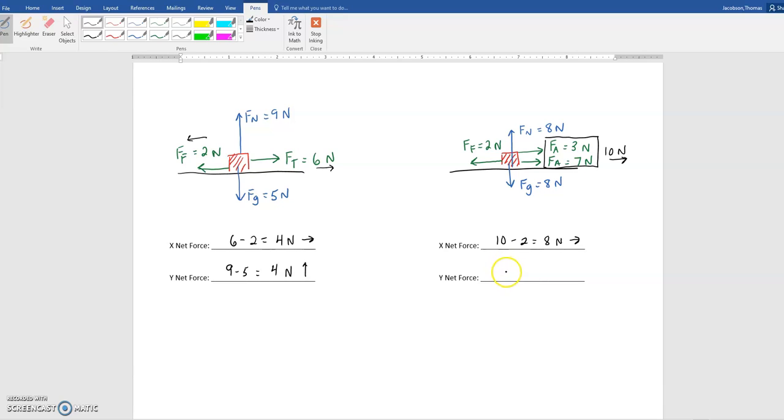And in the y direction, we have an 8 newton force up and an 8 newton force pulling down. So you subtract those, 8 minus 8, and we get 0 newtons vertically. That is about it.